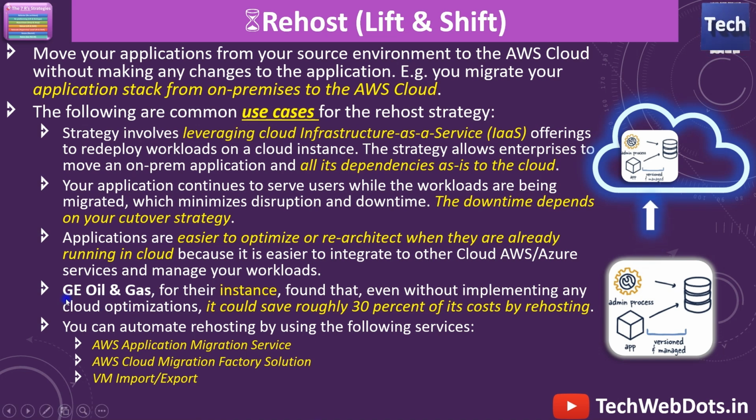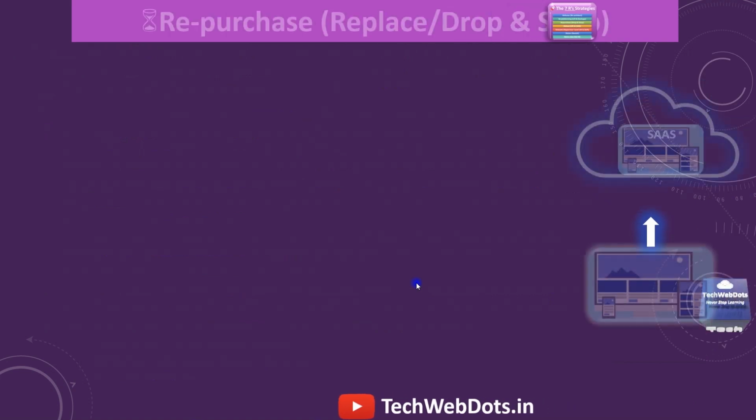So for example, here we are taking an example of one of the big companies, GE Oil and Gas. For their instances, what they found after analysis, even without implementing any cloud optimization, would save roughly 30% of its cost by rehosting only, right? Very interesting case for GE. So you can automate rehosting by using the following services. Let's say if you talk about AWS, Application Migration Service will help you in this, AWS Cloud Migration Factory solution, VM Import and Export, right? So we are moving the application as is without making any changes.